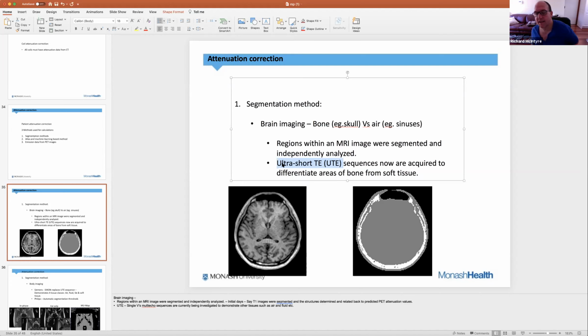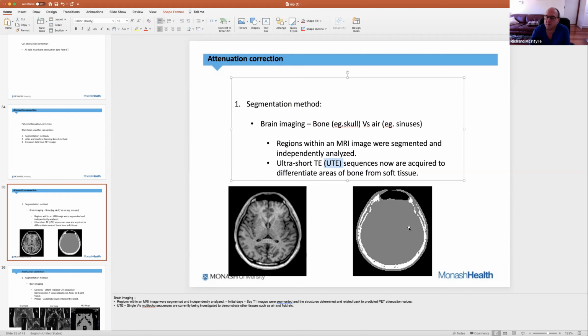I mentioned PET scanning is very good at getting attenuation corrected images, or working out the attenuation correction, because it uses radiation. However, MRI is not so good because we don't use radiation. We have to assume the values using other techniques. One of the techniques, as I started to say, was a UTE sequence, ultra short TE, which helps us get the bone, the soft tissue, and air. And that's really all we need to get attenuation correction.